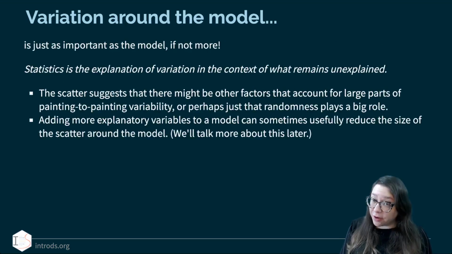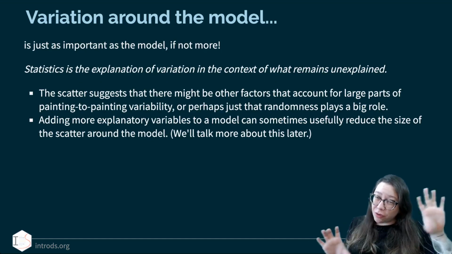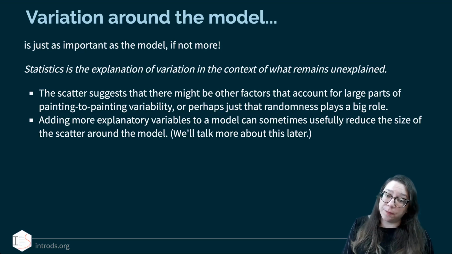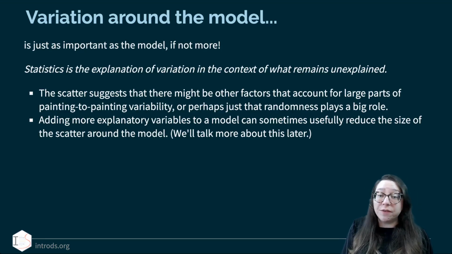We also think about the variation around the model. So that's that scatter, that gray band that we were seeing. And it's just as important as the model, if not more. Statistics is the explanation of variation in the context of what remains unexplained. So lots of what we do as statisticians is actually about quantifying that uncertainty. So the scatter around the line suggests that there might be other factors that account for large parts of painting to painting variability, or perhaps just randomness plays a big role, and we don't really know which one is which.